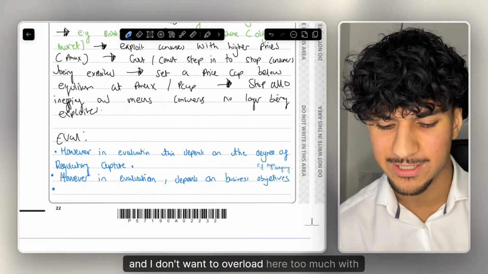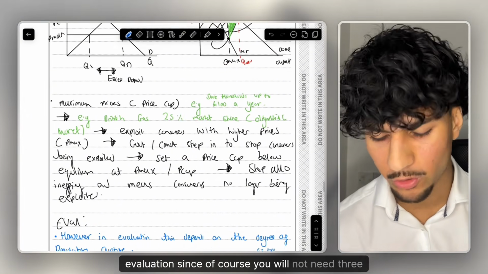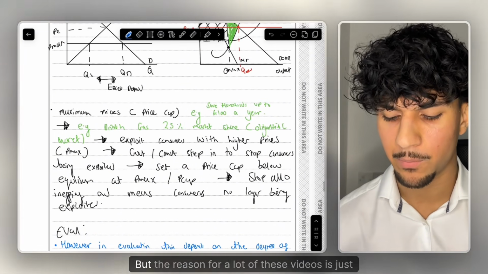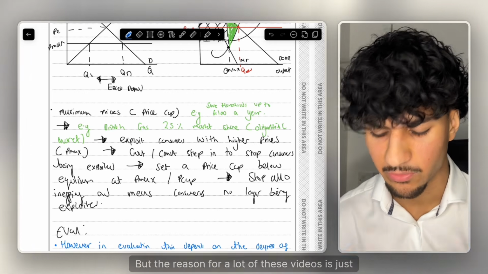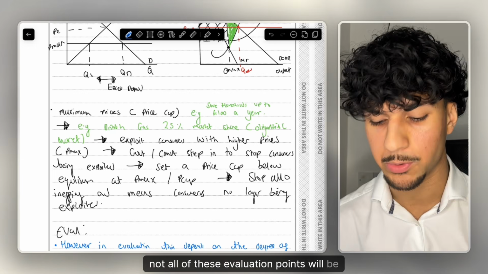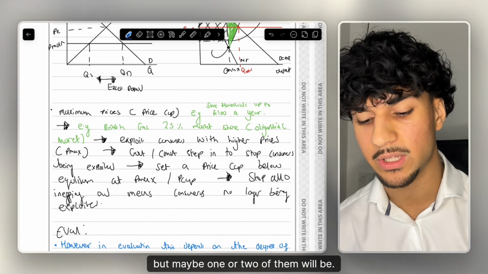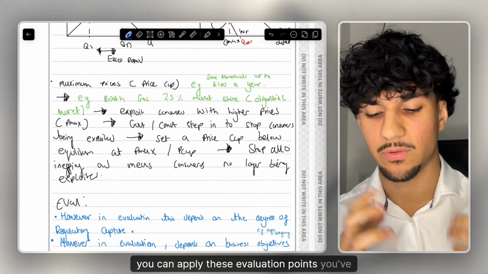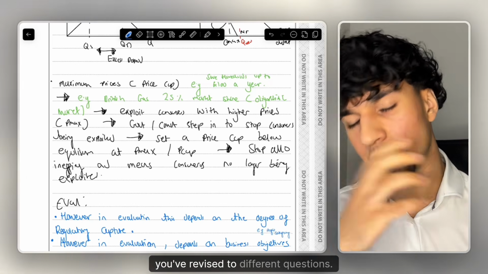And I don't want to overload here too much with the evaluation, since of course you will not need 3 evaluation points per paragraph, but the reason for a lot of these videos is just revision. So of course, for different questions, not all of these evaluation points will be relevant, but maybe 1 or 2 of them will be. Therefore, you can apply these evaluation points you've learned, you've revised to different questions.